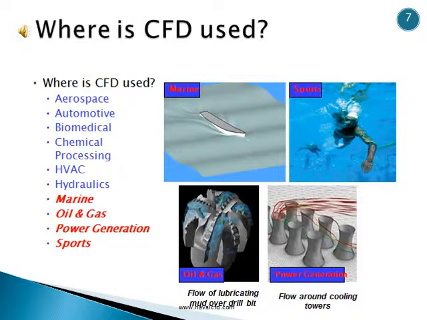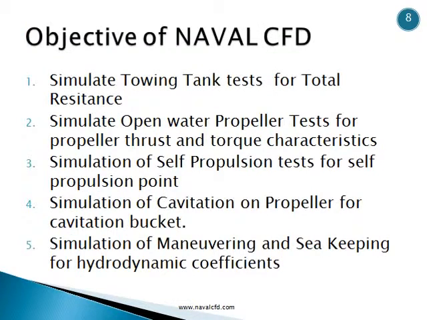Now we see the objective of naval CFD. As we know, many experimental tests have to be done before building a ship. First is the towing tank test to find the total resistance. Another is the simulation of open water propeller characteristics. Then the self-propulsion point, and we also check the cavitation characteristics. Finally, we do the maneuvering test, seakeeping test, etc.